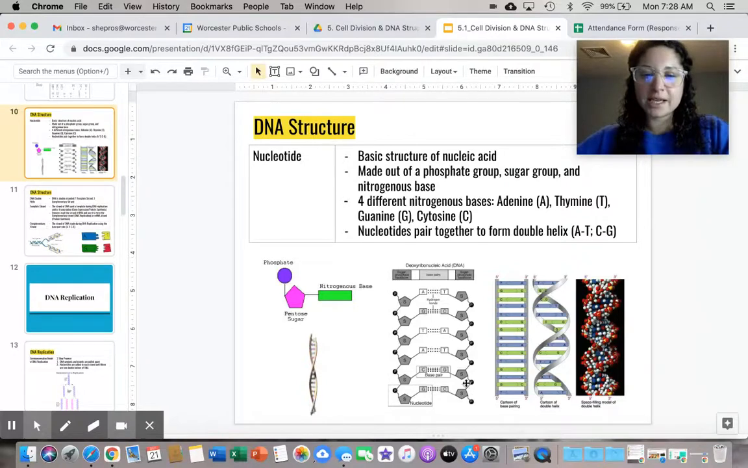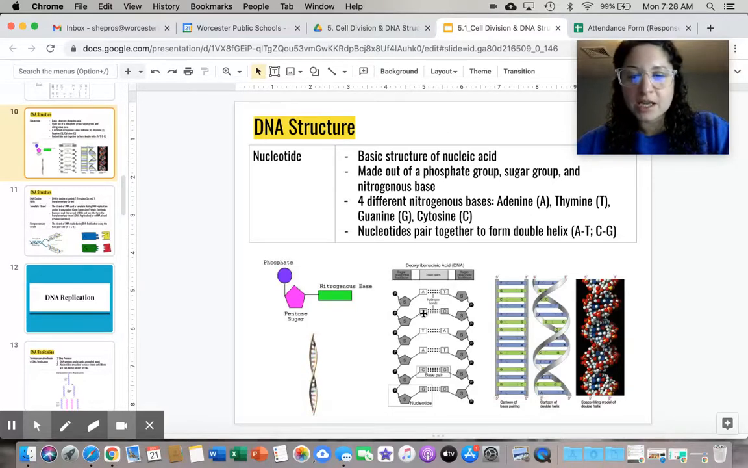So the idea is if we only had this strand of DNA, we would still be able to figure out what the second strand would be because of this base pair rule, because A will always pair with T, G will always pair with C, and vice versa.